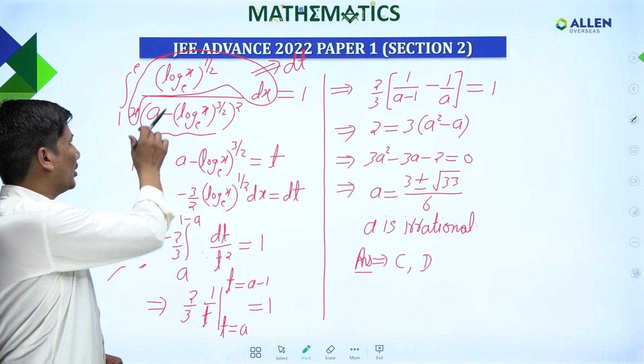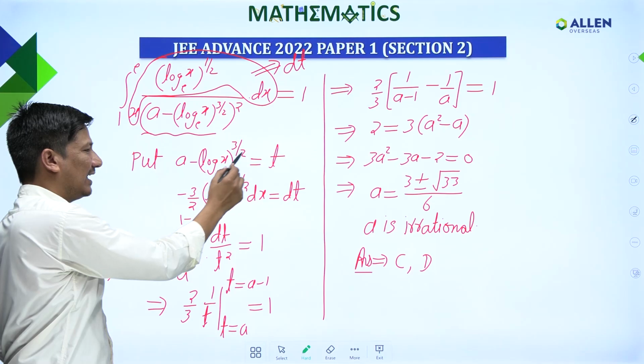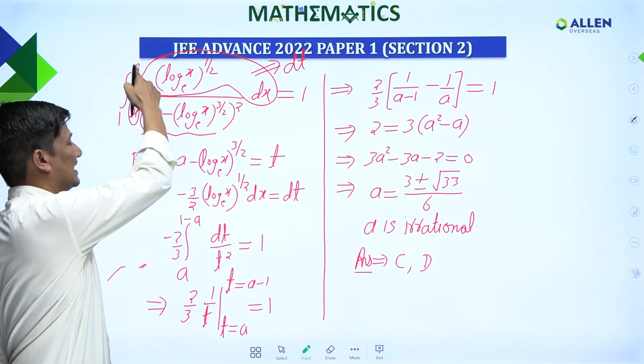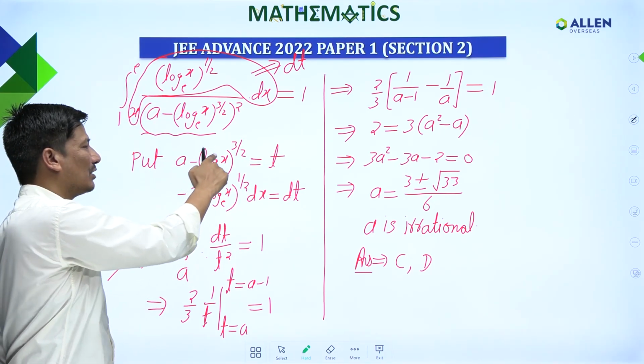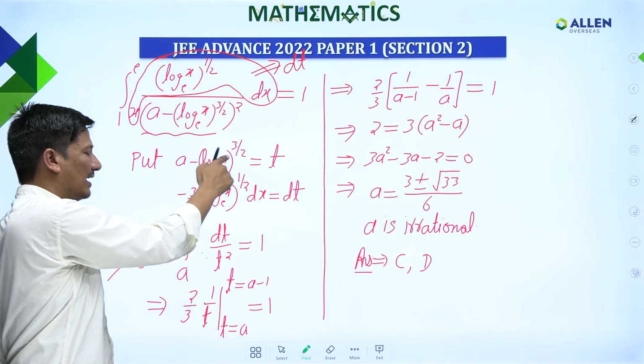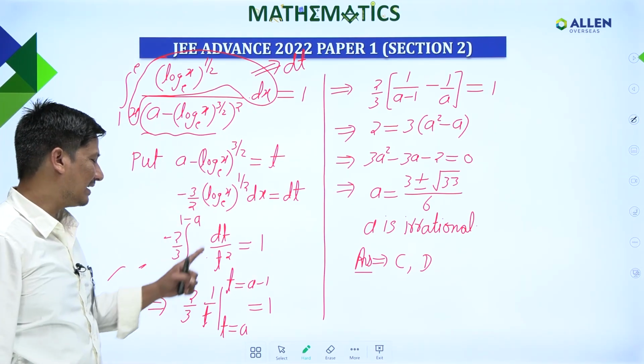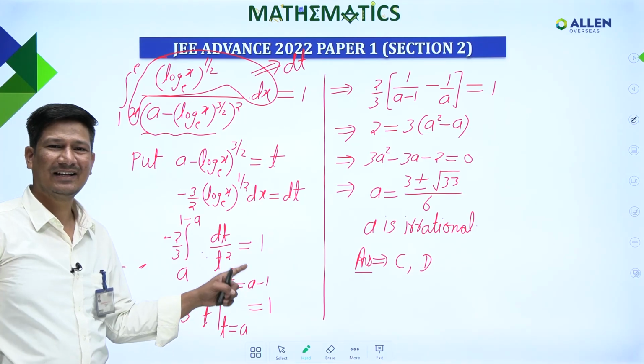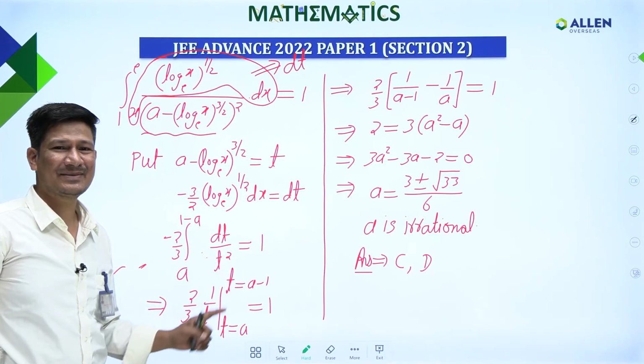How? When the lower limit, when x was equal to 1, t comes out to be equal to a. When x is equal to e, put x is equal to e, so log e to the base e will become 1. So a minus 1 is the upper limit. So we are getting dt upon t square is equal to 1. Integral of 1 by t square is minus 1 by t.